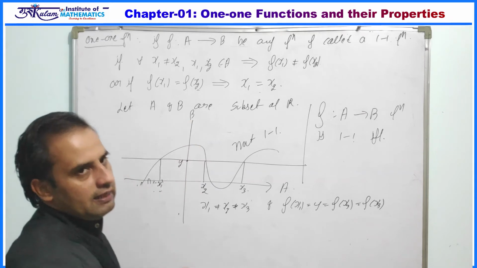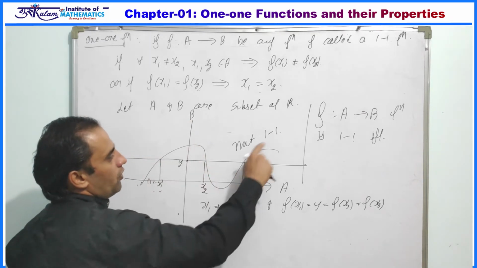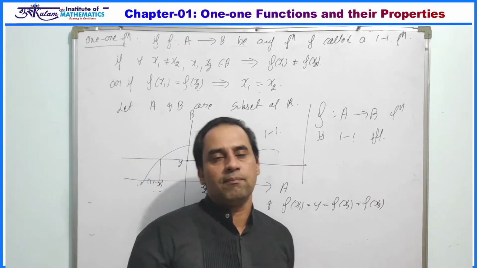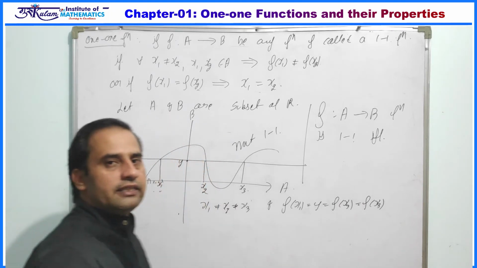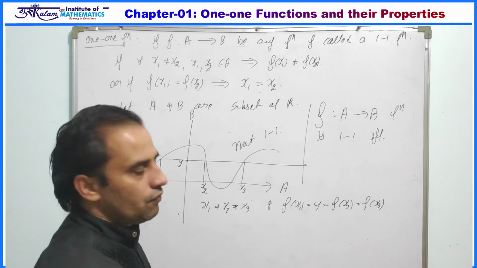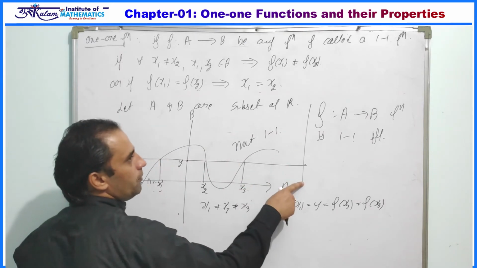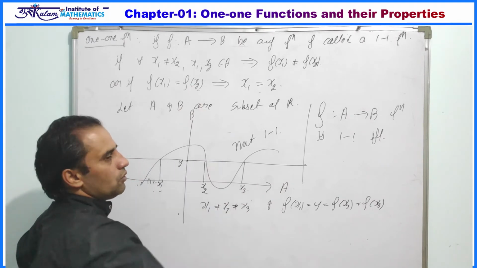So every line passing through B intersects the curve y = f(x) at most once. If the curve is intersected more than once, then there are two distinct elements whose images are the same. So whenever we have to find the pre-images, the line should be parallel to the domain. Whenever we have to find the images, the line should be parallel to the codomain.